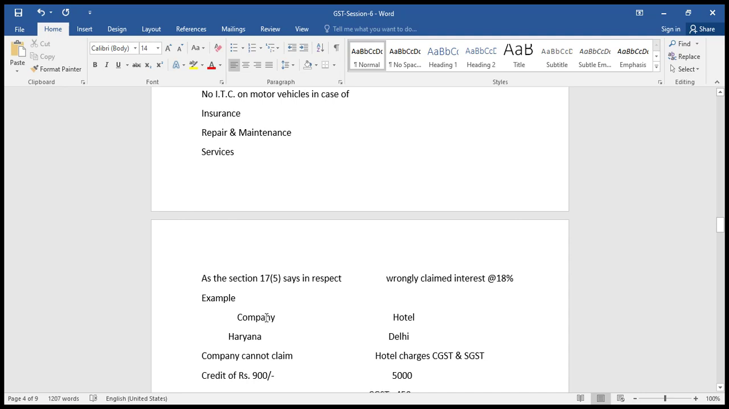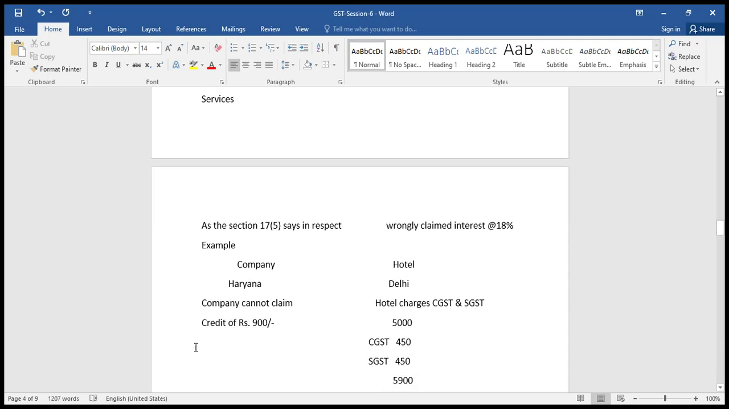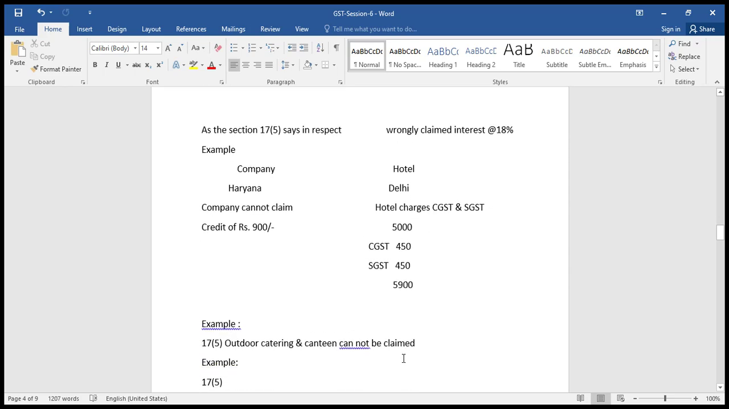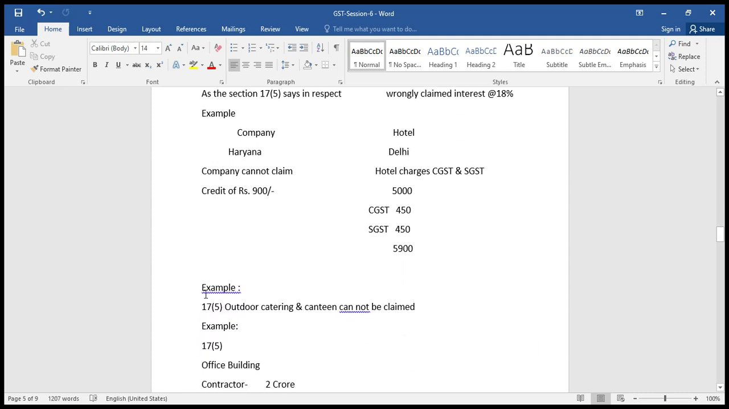Company, Haryana, hotel in Delhi. The company cannot claim credit of 900 hotel charges, CGST 450, SGST 450. The company cannot claim credit because if IGST could be charged, then the company could have claimed credit. But the place of supply is the place where the hotel is situated. Hence, the company cannot claim credit of CGST, SGST if it is registered in Haryana.